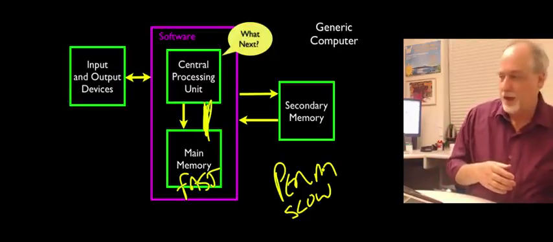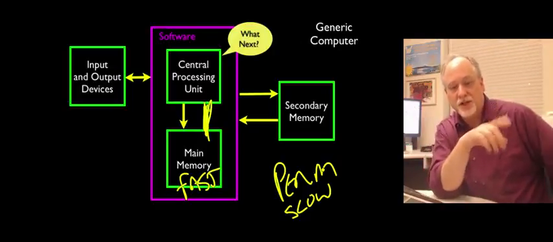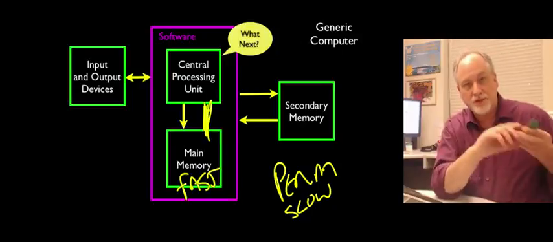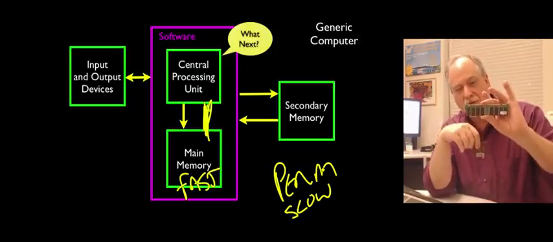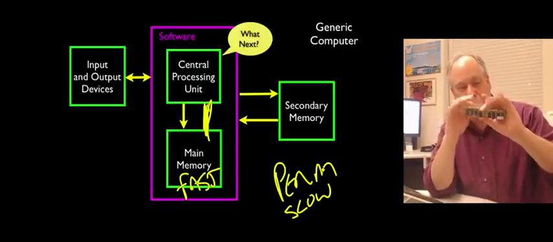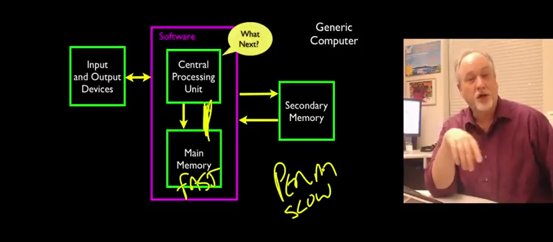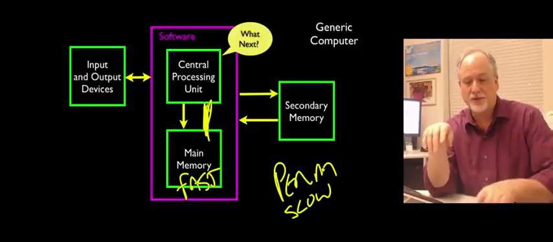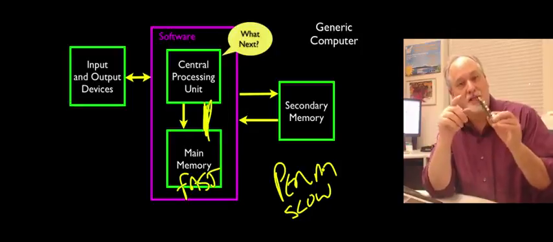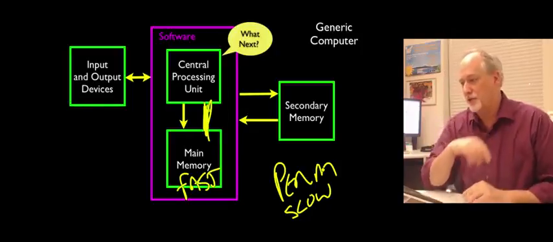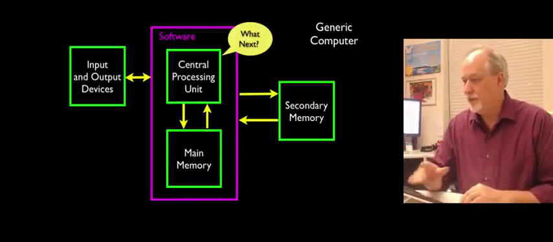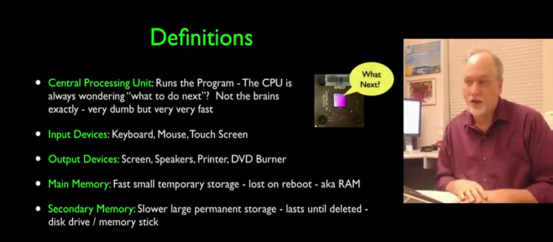So, there we go. Central processing unit, brains of the operation. Main memory, fast, but goes away when we power off. Input-output devices, keyboards, etc. And then storage that maintains its data across power cycles.